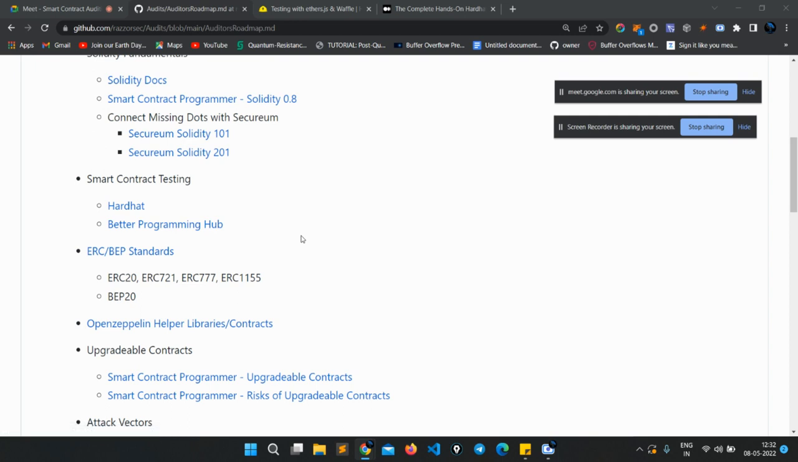ERC standards are special token standards, though there are a couple of other standards as well. These are token standards followed under the Ethereum chain, and they serve a very special purpose, right? These are security tokens, utility tokens, right? So knowledge of these is also required, and you're supposed to have it.